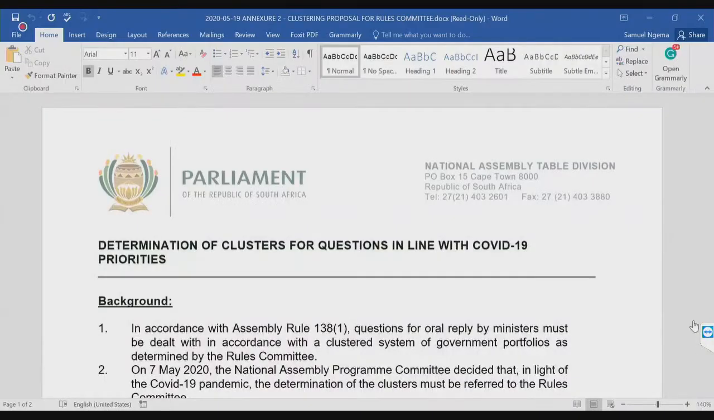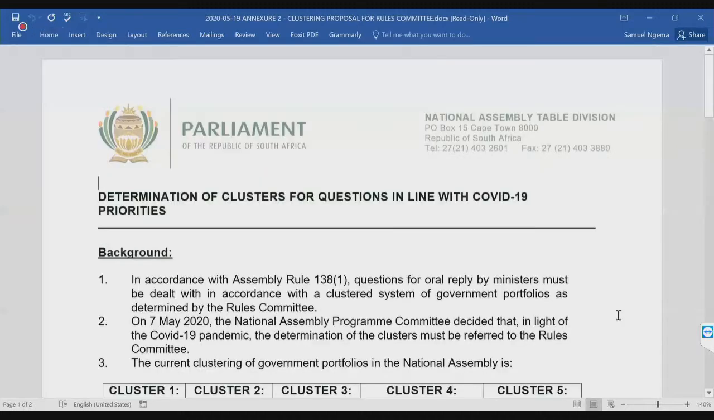So we have adopted, but we are also saying that we might want to elaborate a little bit on some parts of the rules. Honorable members, can I then ask us to move on to item number 4, consideration of reconfiguration of the cluster system of government portfolios for the questions for ministers. Can we have you, Dr. Khaso, leading us? Yes, Madam Speaker.